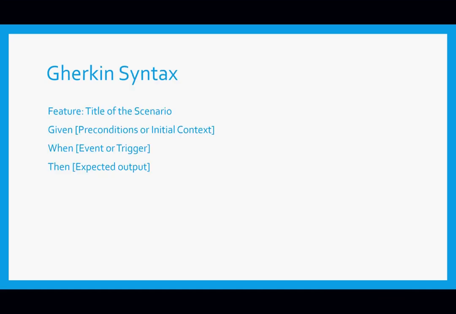So let's look at the syntax of Gherkin. You have a feature, right? The first thing you have is a feature, and you put the title of the scenario that you want to have, and you have your given, you have your when, and you have your then. I will explain this later.